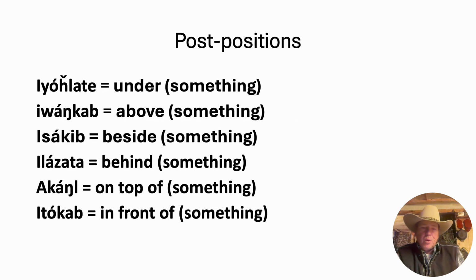Okay, here are the postpositions that we're going to be teaching. So the first one, you can see the letter O has a little slash above it, so that is showing the stress of the word. The stress of the word is going to be the part of the word that we're going to say the loudest. And it has a guttural H. And so that word is going to be pronounced iochlate.